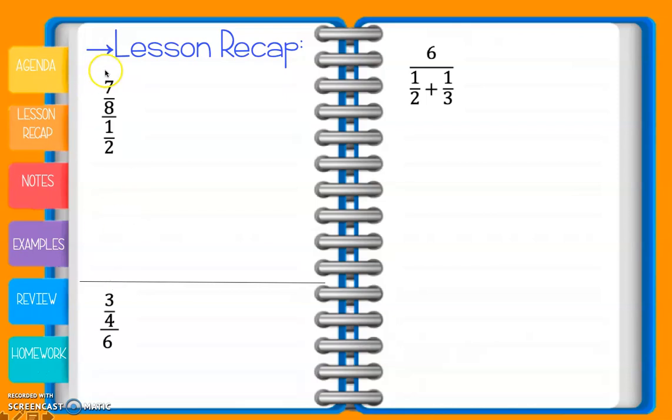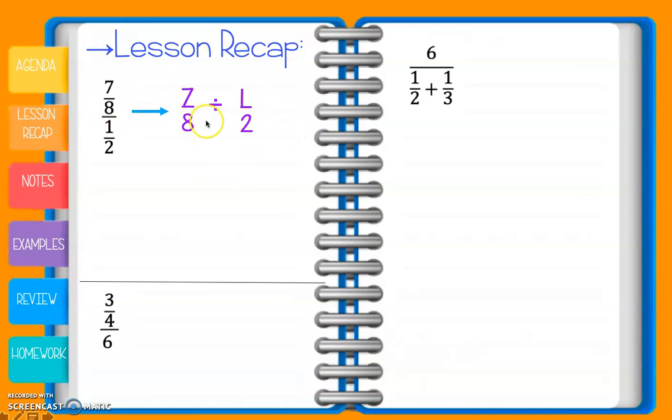So when you have problems that look like this, what this is saying really is 7/8, and we know that the fraction bar is the same thing as division, so it's 7/8 divided by 1/2. Now, when we write that as a problem we know how to solve, it's nice and easy.